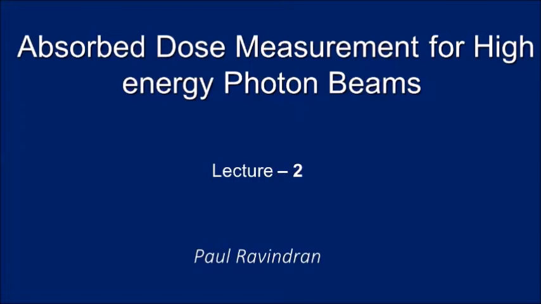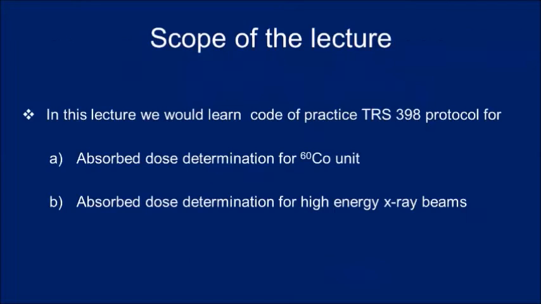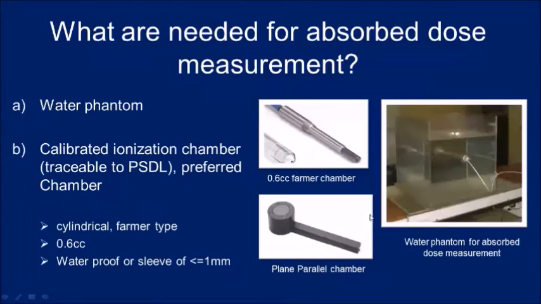high energy photon and electron beams. In this lecture, we will discuss the code of practice TRS 398 protocol for absorbed dose determination for cobalt-60 unit and absorbed dose determination for high energy X-ray beams.